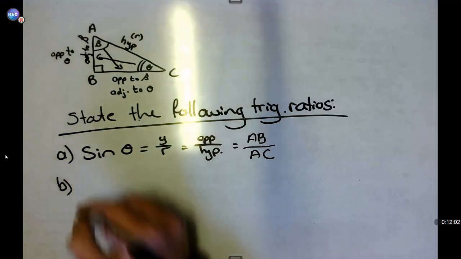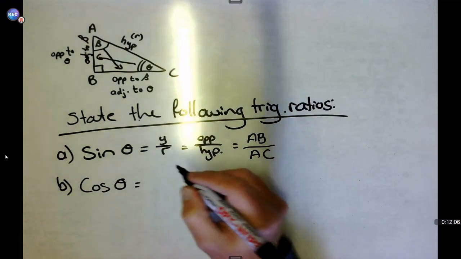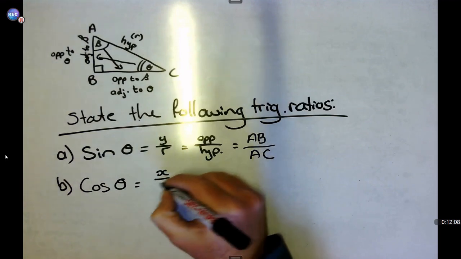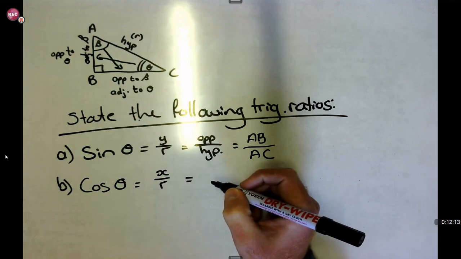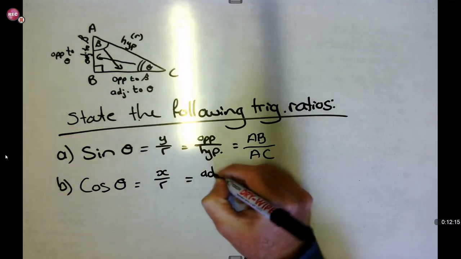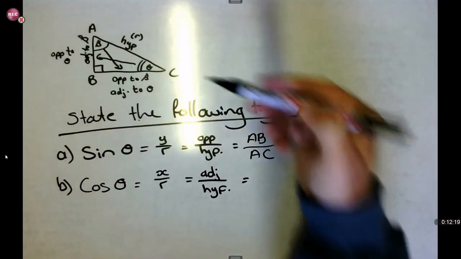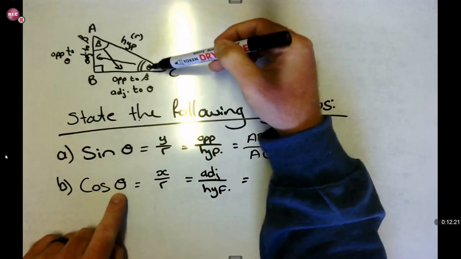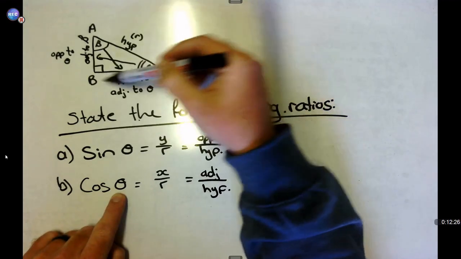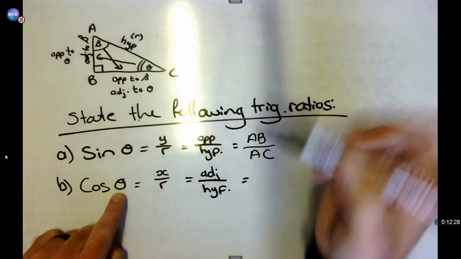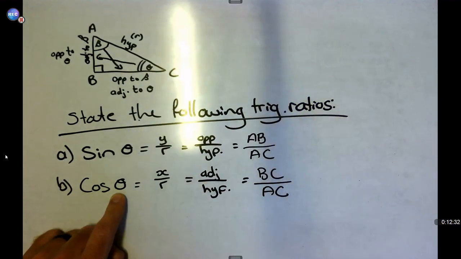If I look at cos theta is x over r. That's how well you should know it, x over r. So x over r, which means that it should be adjacent over hypotenuse. So if I go and look at it here, we're looking at theta again. So it'd be adjacent, so it's side BC over hypotenuse, which is AC. So BC over AC. There we go.